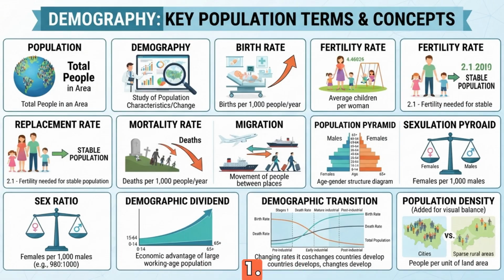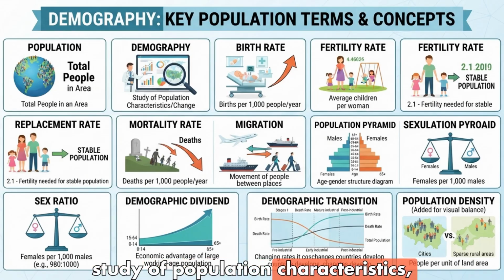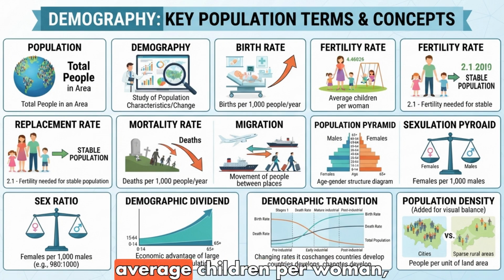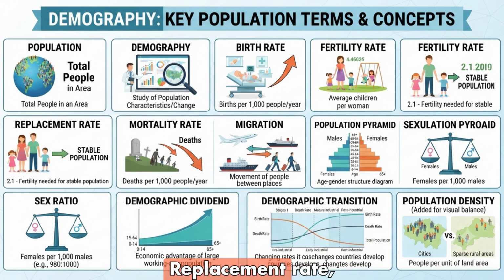Key terms. 1. Population: total people in an area. 2. Demography: study of population characteristics and change. 3. Birth rate: births per 1,000 people per year. 4. Fertility rate: average children per woman. 5. Replacement rate: fertility needed for a stable population. 6. Mortality rate: deaths per 1,000 people per year.